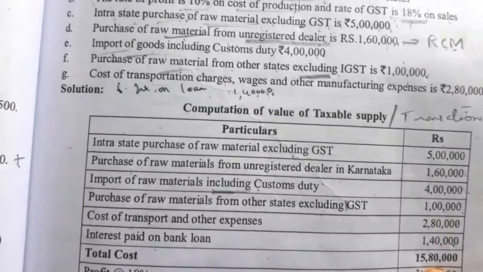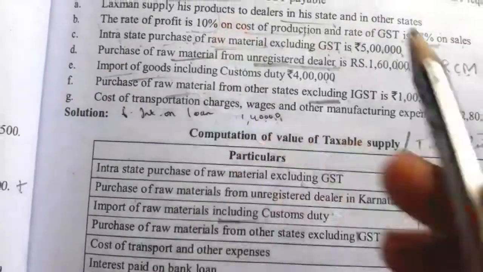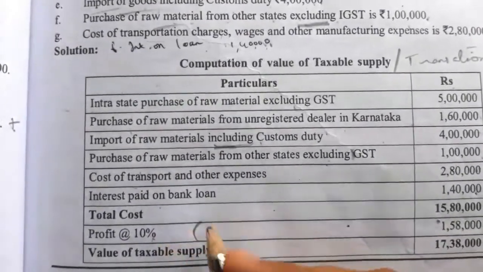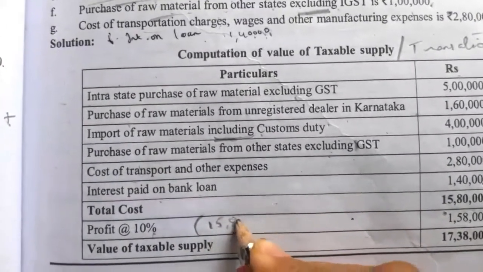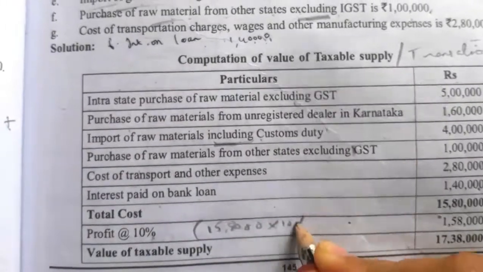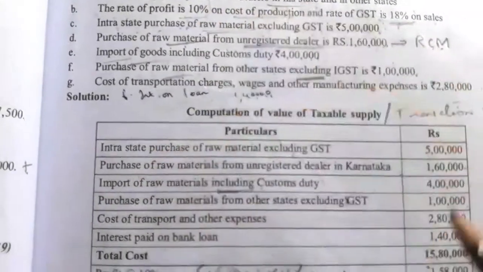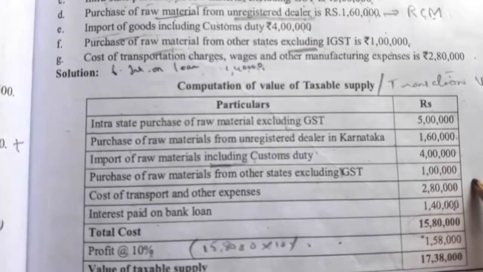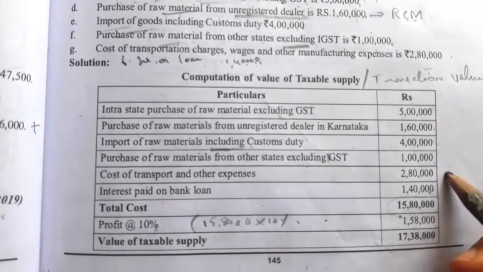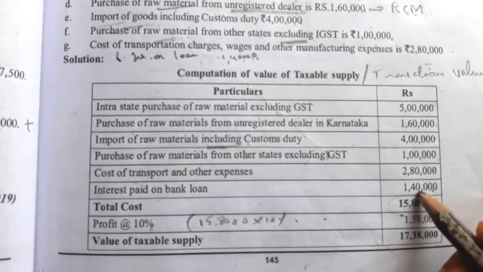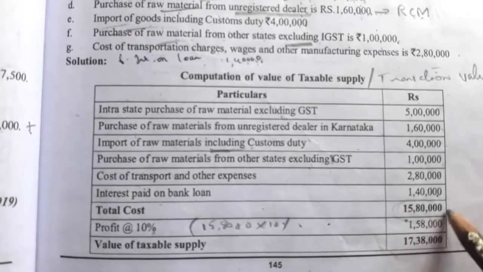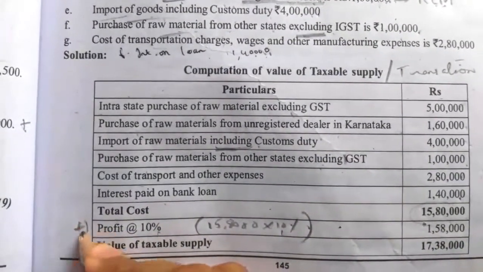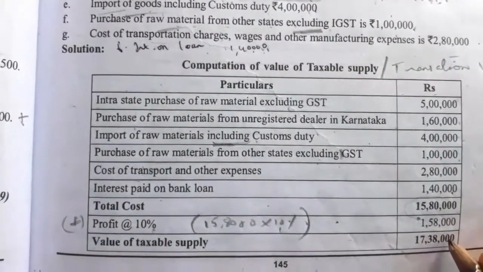On this cost he has fixed 10% profit. So we have to add profit at 10%, that is nothing but 15,80,000 into 10%. They have given directly that profit is on cost of production. So this is the cost incurred to produce. He has purchased a few raw materials and even incurred some transportation and other expenses. So this is nothing but total cost. On this total cost he has fixed 10% profit, so this profit we have to add. So it comes to 1,58,000.